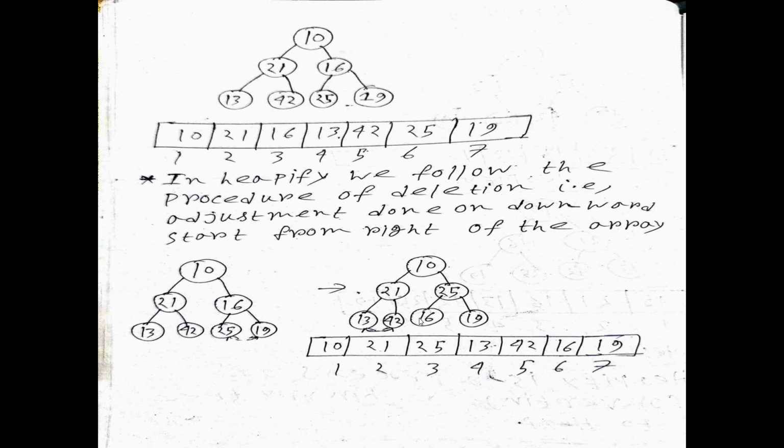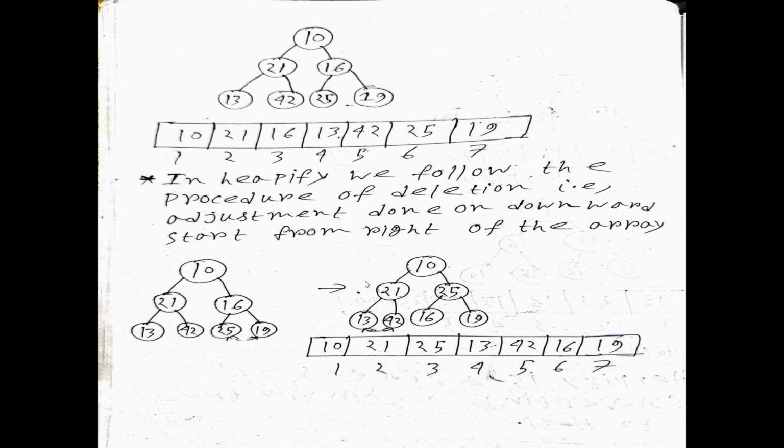Again we compare. What is the next element? 21. 21 we have already done, 16. Now 21. Check here, is this a max heap? No, it is not a max heap because 21 is smaller than 42, but it is not done in the max heap. So again we do the same. Adjust downward, meaning do the same concept of deletion.